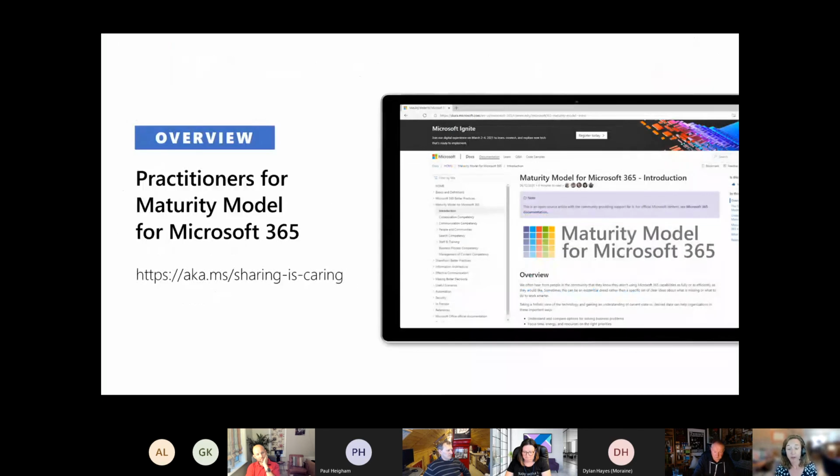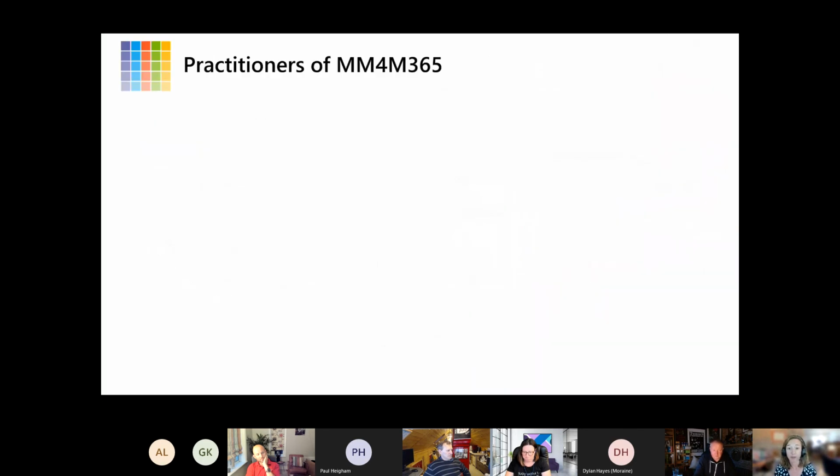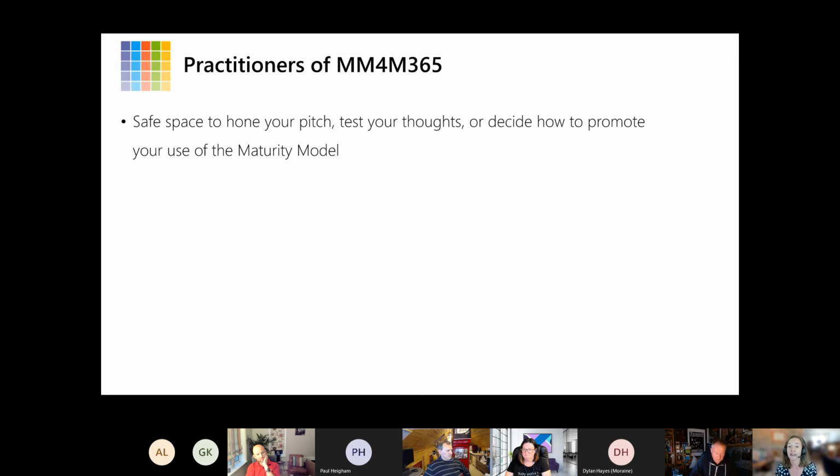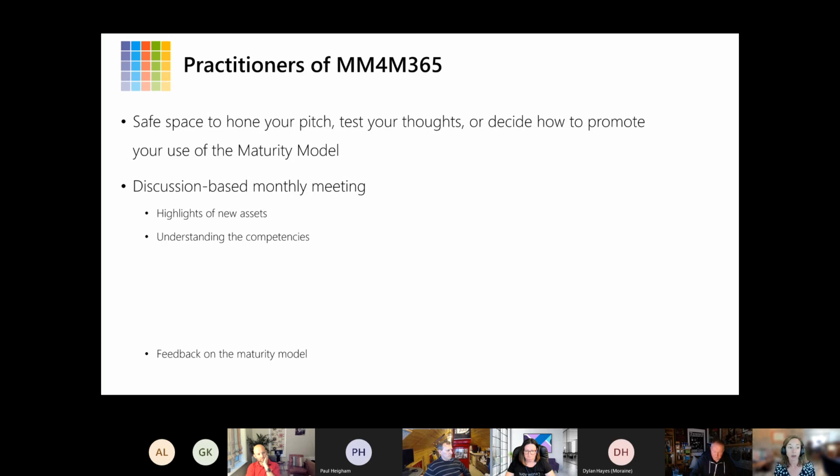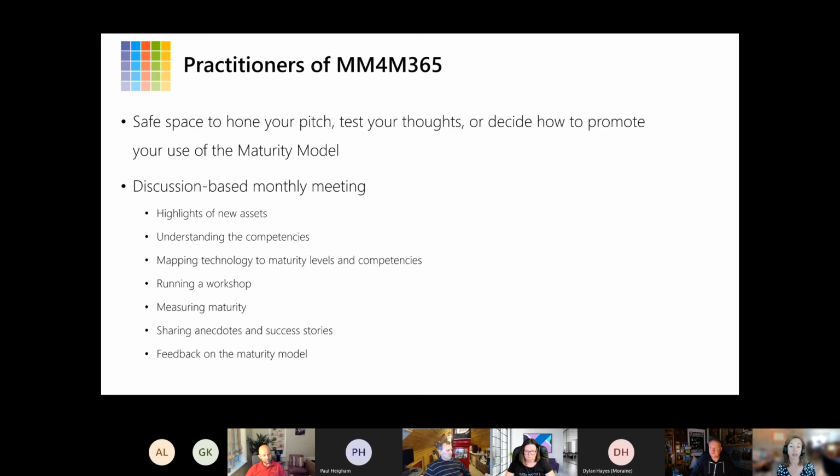Just a quick overview of the practitioners for the maturity model for Microsoft 365. We try to create it as this safe space to hone your pitch, test your thoughts, decide how to promote the maturity model. It's discussion based, a lot like it was today here. We'll pick different topics each month. As Daniel pointed out, we talked about security last month. So we'll highlight each month the different new assets that we have, get feedback on that maturity model, help in understanding the different competencies. Sometimes we'll talk about mapping that technology to the maturity levels, talk about how to run a workshop. And then again, we really like sharing anecdotes and success stories.